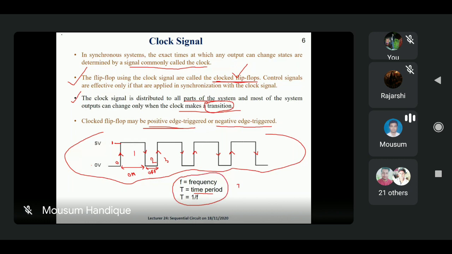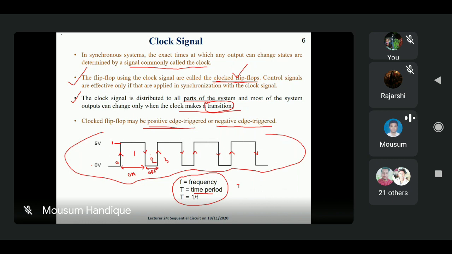Okay, so remember one thing: the clock signal is distributed to all parts of the system, and most of the system outputs can change only when the clock makes a transition. Are you getting my point?